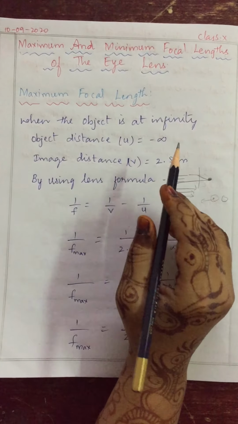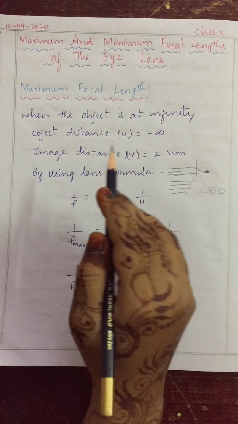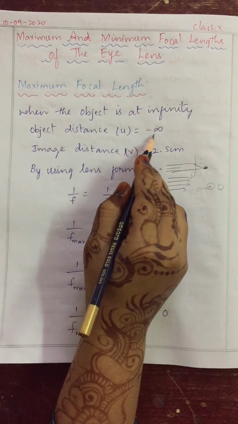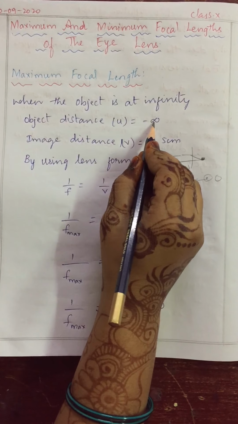In this situation, the eye lens has a maximum focal length. Are you getting my point, children? Let's see what that is. When the object is at infinity, that means the object distance u is infinity. We need to change the sign convention. That's why I have taken here minus infinity.